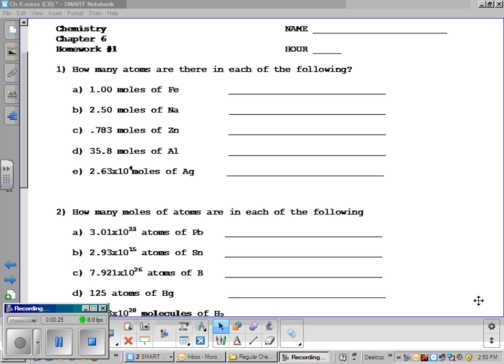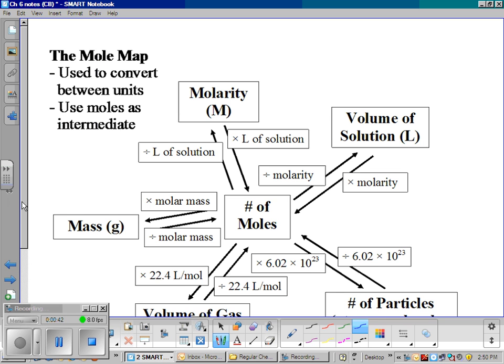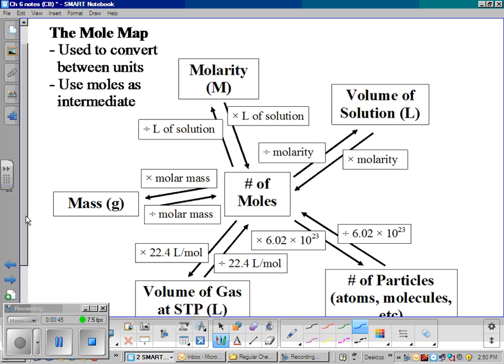Hopefully you took the time to listen to my podcast and you'll have your notes in front of you. And now we're going to put that into work. We're going to start taking a look at how many atoms are there in each of the following. So you can see that we're starting with moles. And what you want to do is look at your mole map. If you take a look at your mole map, we are going to be starting here with moles, and it says that we are going to go to atoms.